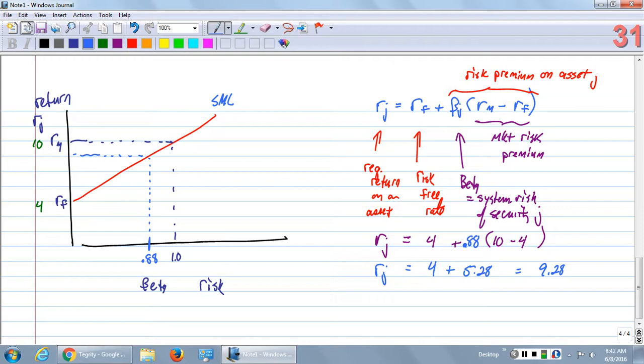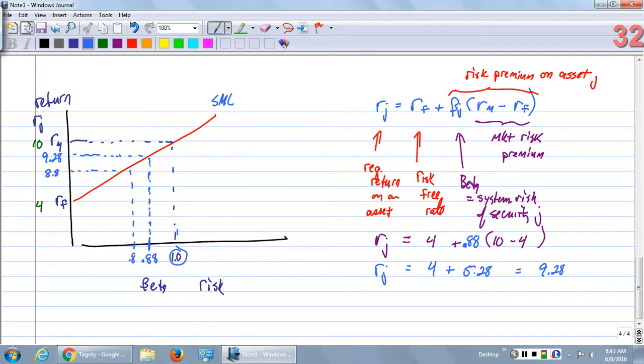So that's what the capital asset pricing model could be used for, to help us determine the required rate of return on an asset given its risk. If we were looking at investing in an asset that had a beta of 1, we would expect to earn a 10% rate of return. We've said here an asset with a 0.88, we would require 9.28. What if it had a beta of 0.8? Well, plug 0.8 into the formula, and 6 times 0.8 is 4.8. This would be 8.8.